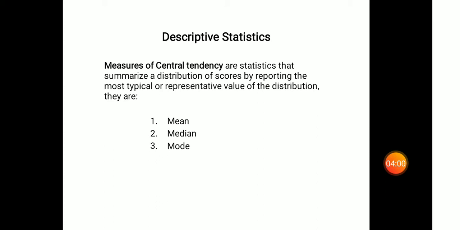How will you calculate the mean? Adding all the values and dividing by the number of observations. That means if I am having the HB values of 20 patients, add all those values and then divide by the number 20, and you will get the mean.